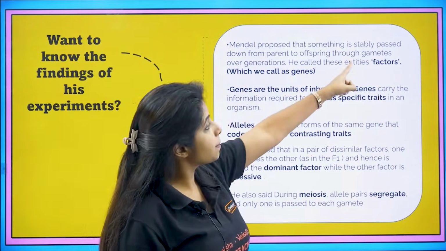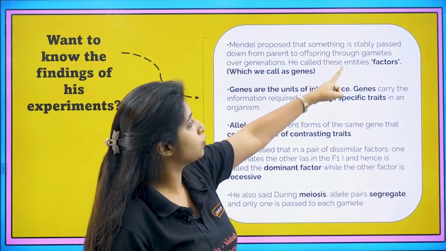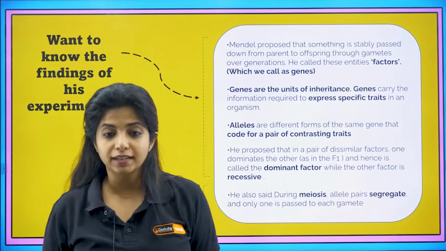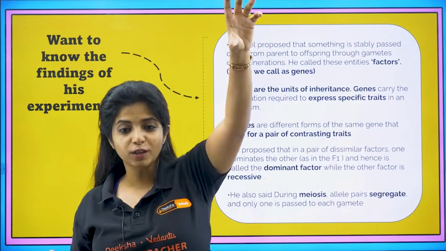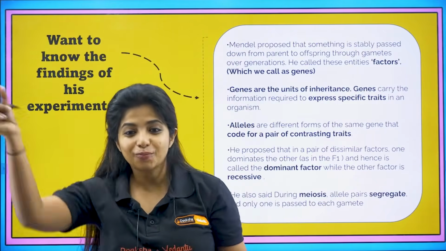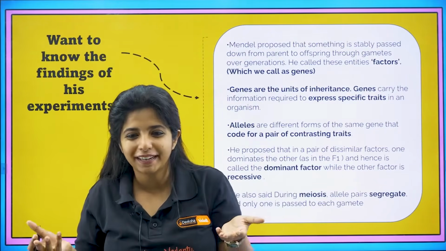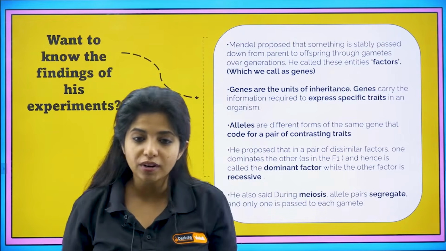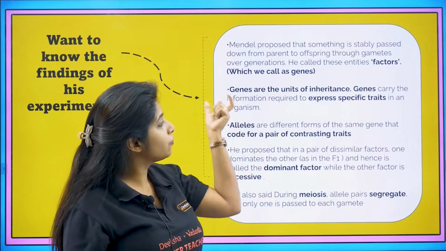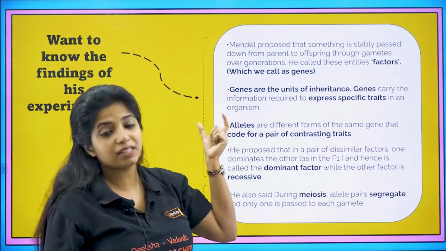So Mendel proposed that something is stably passed down from parent to offspring through gametes over generations. He called these entities what? Factors. He understood that something was passing from parents to the progeny. That was what? Capital T, small t. So all of them are factors, which you now call as what? Genes. Now, genes are units of inheritance. Genes carry information required to express specific traits in an organism.